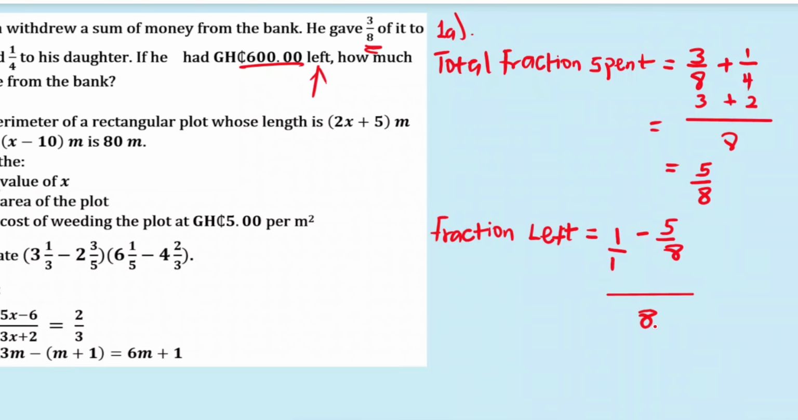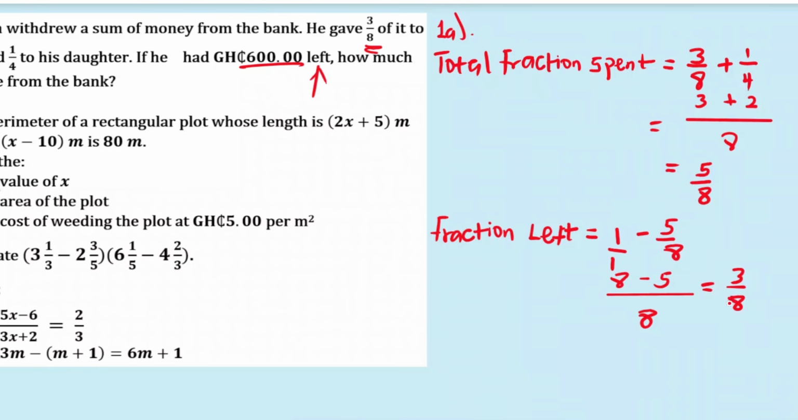So now, 1 goes into 8, 8 times 1 is going to be 8, minus 8 goes into 8, 1 times 5 is going to be 5. So when you subtract 5 from 8, we're going to get 3. So we have 3/8. So that's the fraction left.